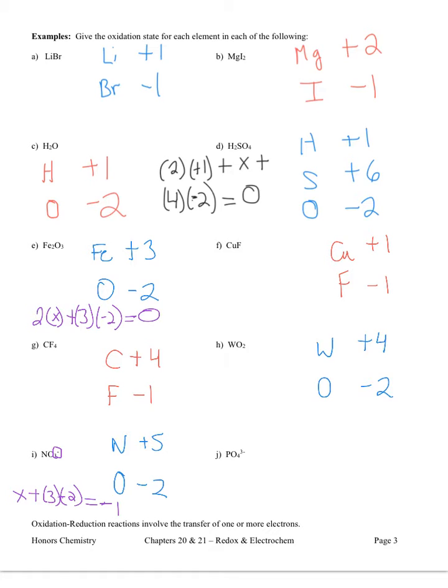Last one, PO4 3 minus. And so we have phosphorus, we have oxygen, no rule for phosphorus, oxygen is -2. So we need to figure out what phosphorus is. So X is your phosphorus plus 4 times -2. Altogether is equal to -3 because the total charge for the phosphate is -3. And so that makes X a 5. So phosphorus is +5.